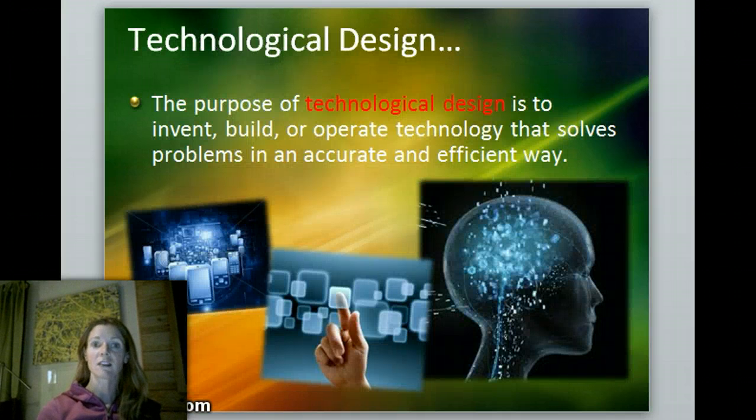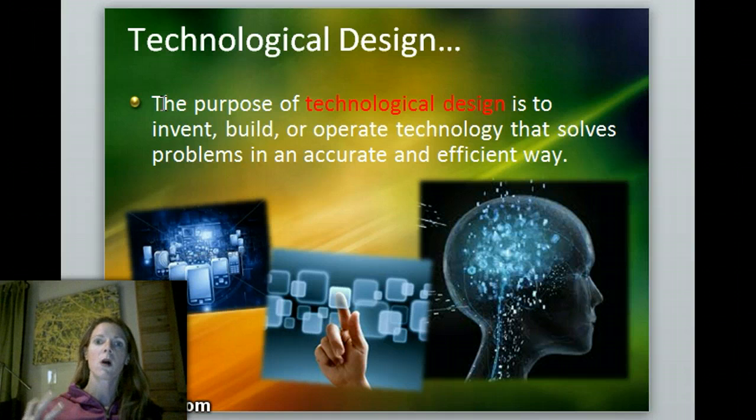Last week I talked about this briefly, but in this week's lesson you're going to hear a lot about technological design. You have to understand that the purpose of technological design, which is a hard word to say, is to invent, build, and operate technology, and it's going to solve problems in an accurate and, most importantly, an efficient way. When you think about doing something efficient, isn't that the best thing ever?